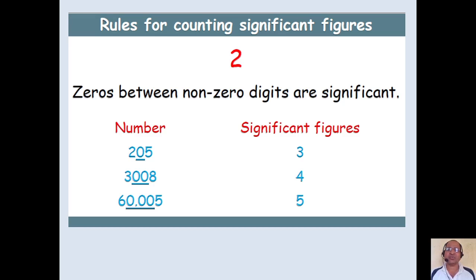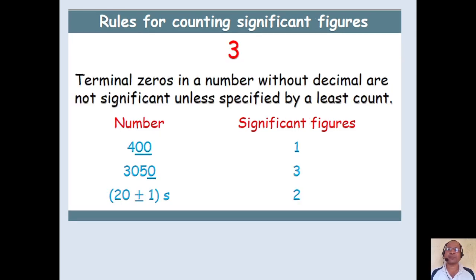Second example, 3008. Again, there are two zeros which come in between two non-zero digits, 3 and 8, so it has four significant figures. The number 60.005. Again, there are three zeros with a decimal. So any 0, with or without a decimal, if it comes in between two non-zero digits, then all these digits are significant. So all three zeros and the two non-zero digits are significant, so this number has 5 significant figures.